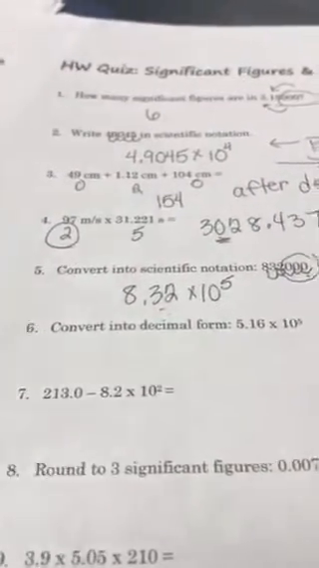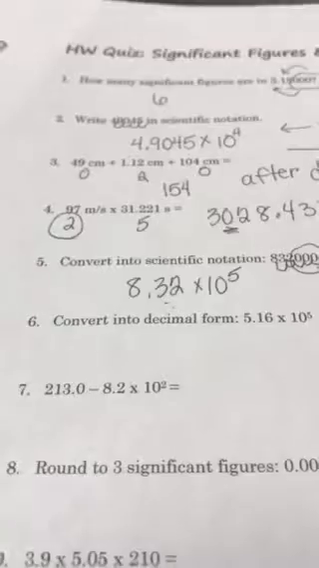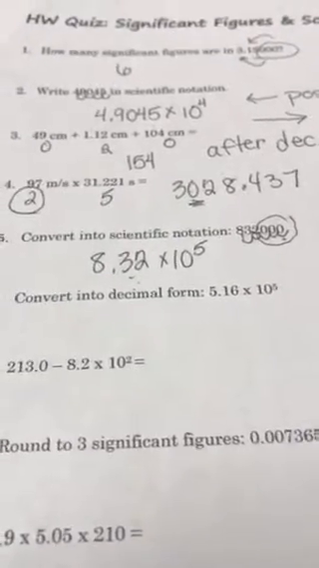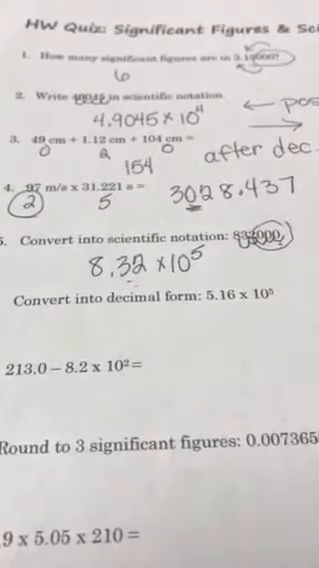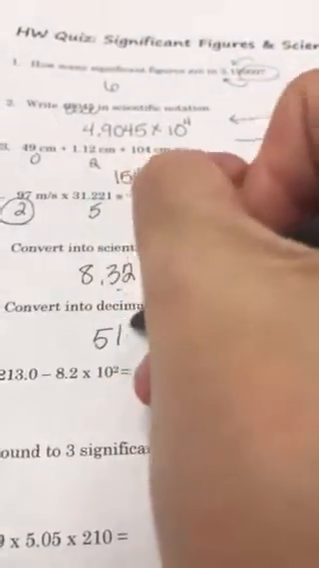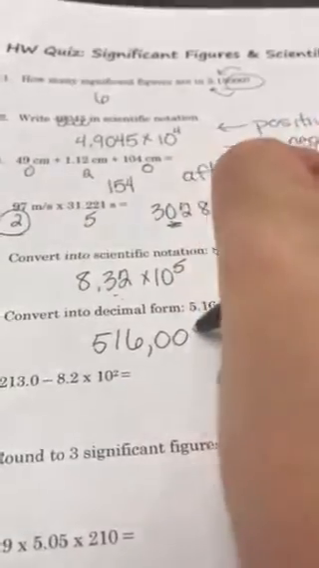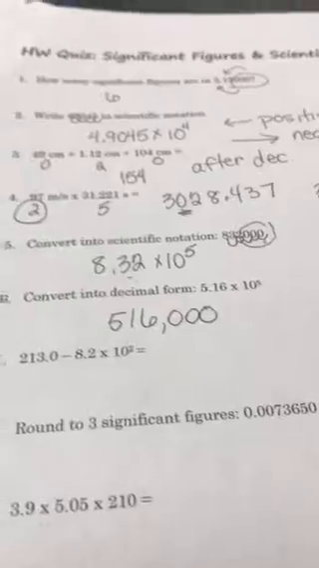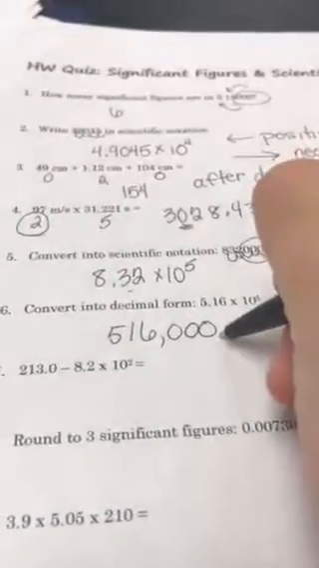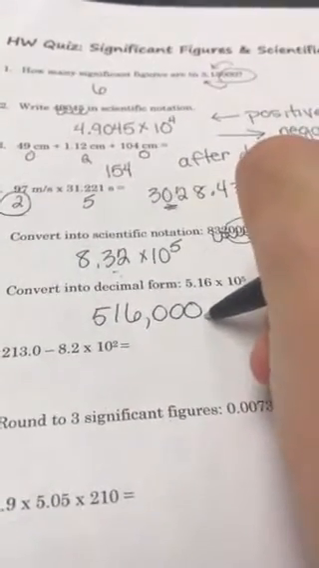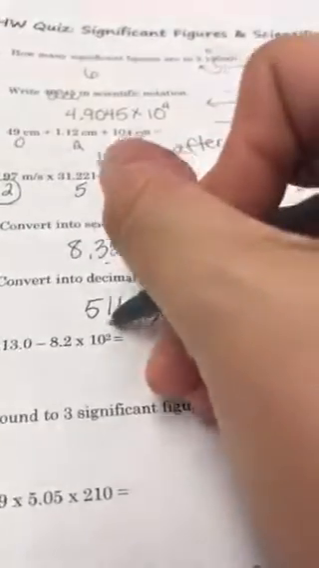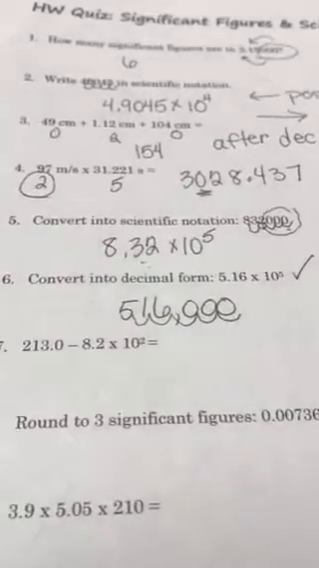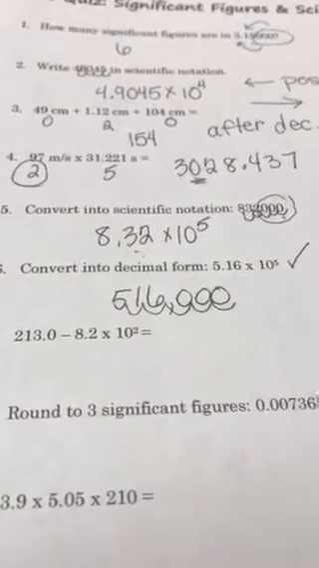Question number 6. We're going backwards of what we did in question 5. Instead of going from a standard number, putting it into scientific notation, we're doing the opposite. So we have to have 516000. And I always like to double check my answers to see if I took this number and put it into scientific notation. 1, 2, 3, 4, 5. One number, decimal point. Yep, that matches up. So that is correct scientific notation.